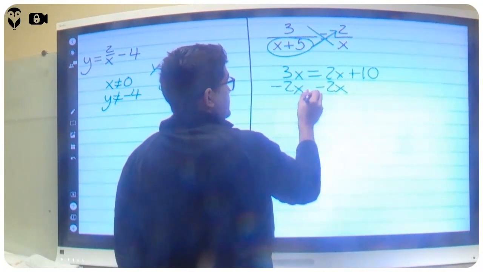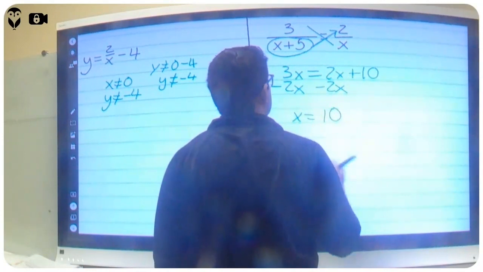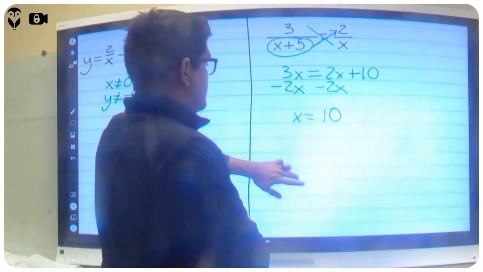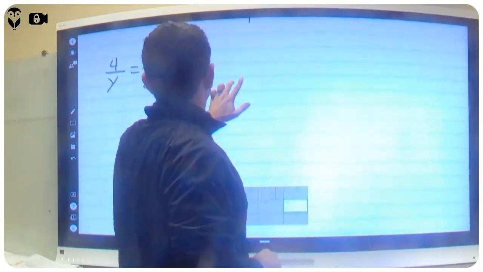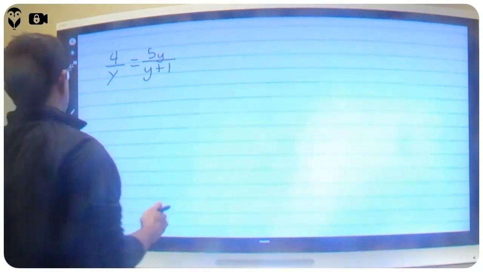Minus 2x. Now we're left with x equals 10. We're done. Pretty easy problem. It gets slightly more difficult than that, so keep on paying attention. Here we go. So this one here, same thing.